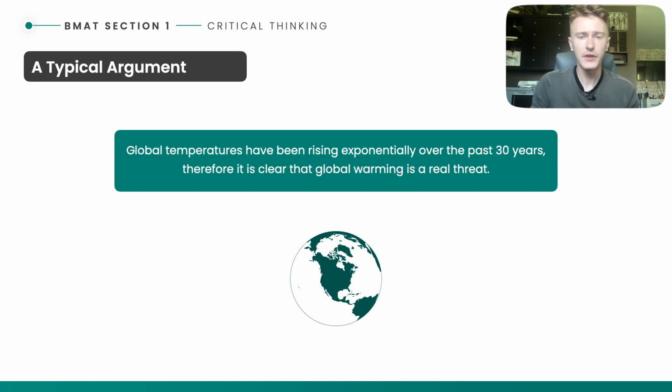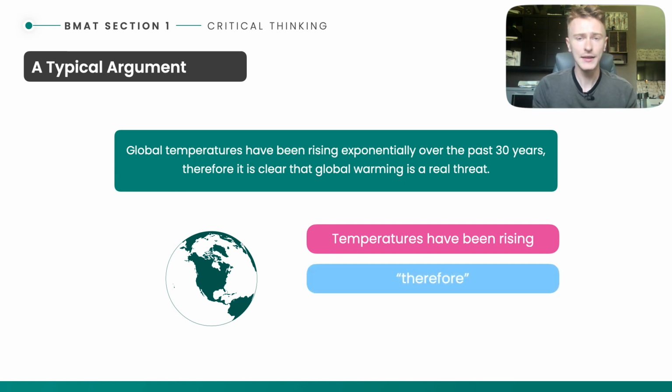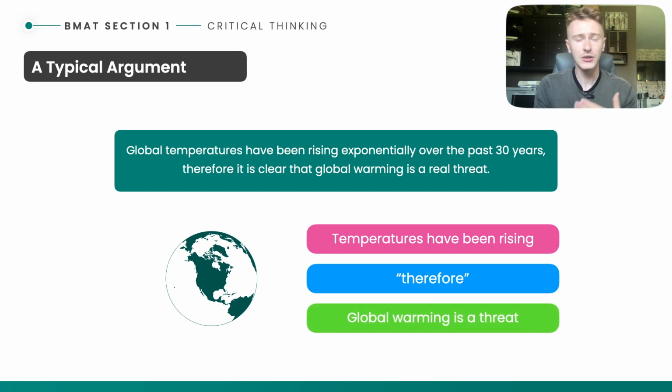So here's a brief example about how to go about spotting a conclusion. You can see on the screen this is an example about global warming. The premise here is that temperatures are rising. The link is that useful word therefore. There's a load of these useful trigger words which can help you to spot the conclusion, and we'll be covering those a bit later on in this tutorial. And finally, you have the conclusion itself, which is that it's clear that global warming is a real threat.